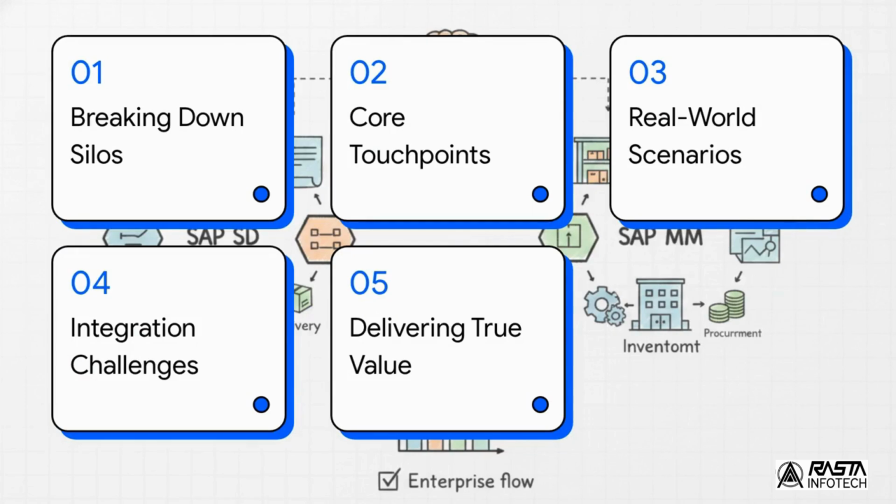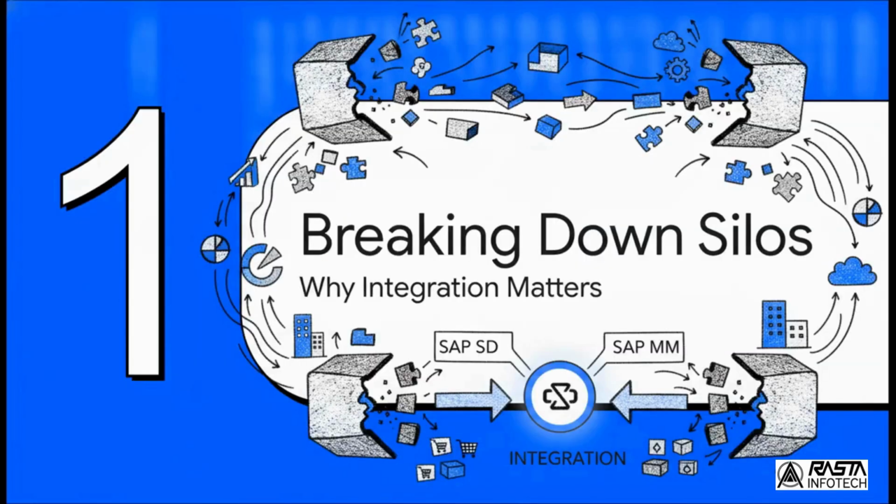Here's our playbook for this explainer. We'll start by breaking down those enterprise silos. Then we'll map out the core integration touchpoints. After that, we'll walk through some real-world business scenarios, navigate the usual integration challenges, and finally, get to what really matters, delivering true business value. All right, let's jump right into Section 1, breaking down enterprise silos and why this integration is an absolute must-have.